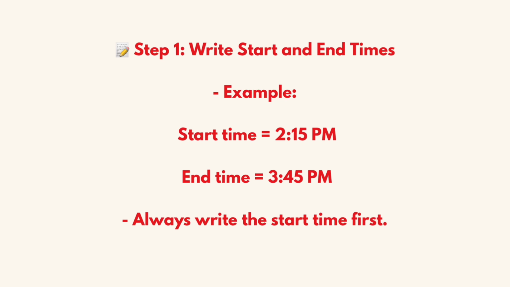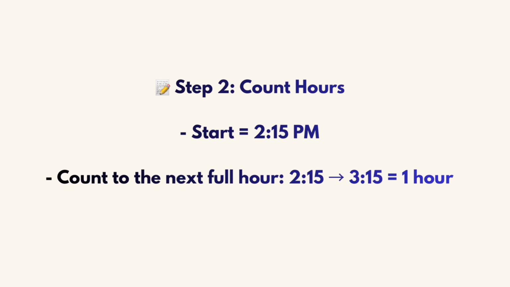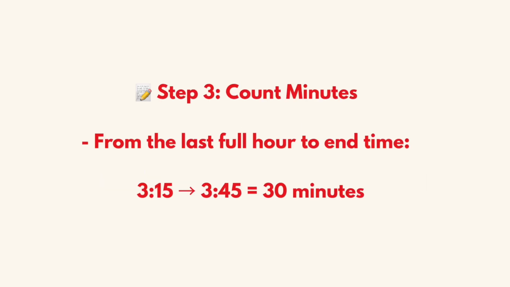How do we find out the duration of some activity? Write the start and end time. For example, the starting time given is 2:15 p.m. and the ending time is 3:45 p.m. How do we find how many hours it took? Counting hours, start from 2:15 p.m. and count to the next full hour. 2:15 to 3:15, 1 hour. Now we count the minutes from the last full hour to the end time. 3:15 to 3:45, how many minutes? 30 minutes.